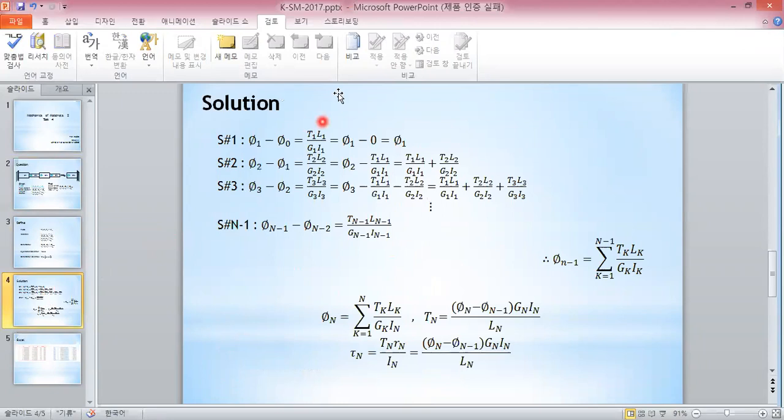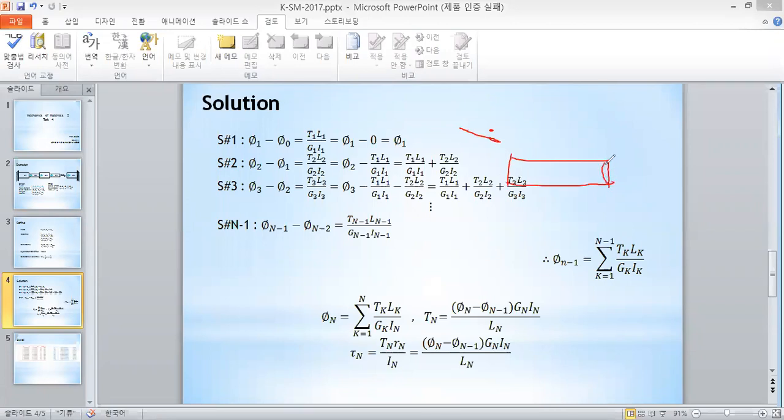The solution is we consider the twist angle of rotation. How to draw? For each shaft, each angle of rotation, like phi 1, and this angle of rotation phi 2, and we considered T1 to Tn.